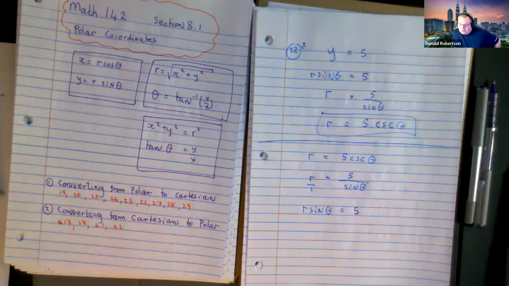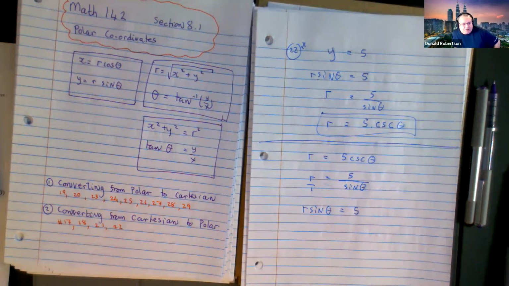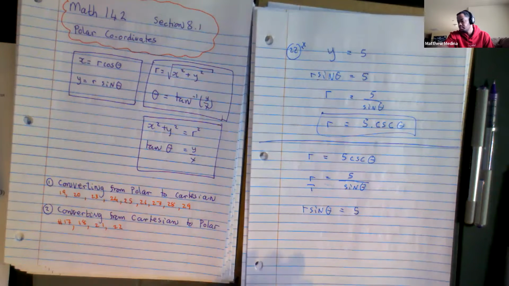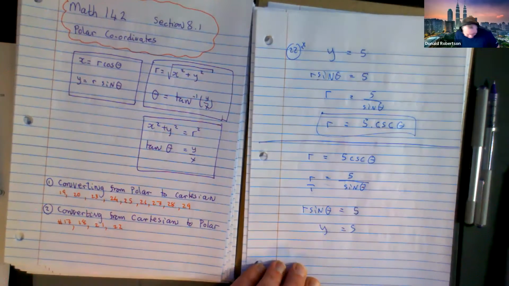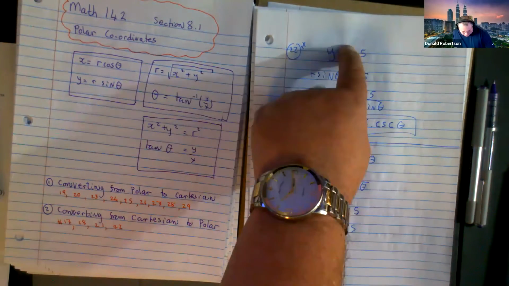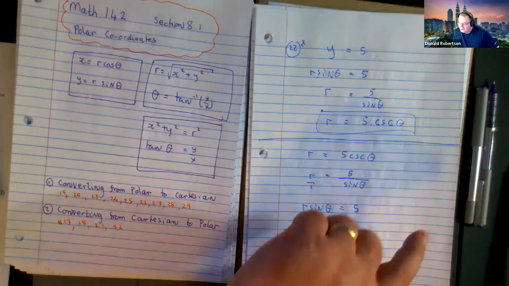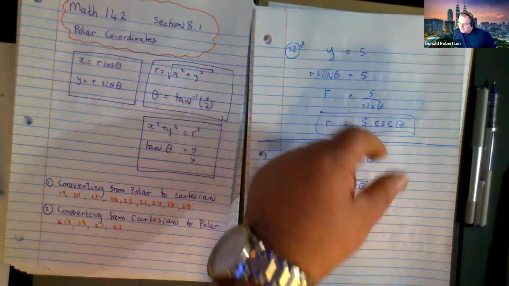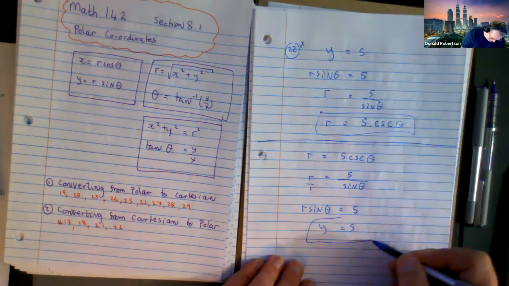And remember, the goal here is to turn things into x's and y's. What does r sine theta get? Y. And in case you haven't noticed, y equals 5 gets you this. This gets you y equals 5. Do you see that they're actually the same equation in two different directions? It's kind of cool. Did you notice?